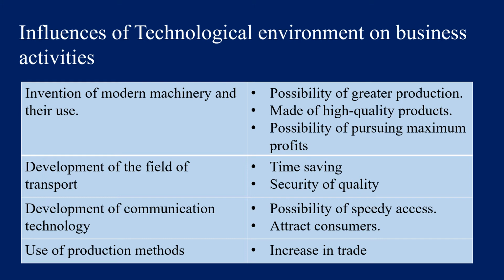And the final one is the use of different production methods. Unlike in the past, there are different production methods to produce a particular good. It will increase the efficiency, the quality and the productivity, which in turn will help in increasing trade. So these are the ways the technological environment influences business activities. I hope you got a better understanding.